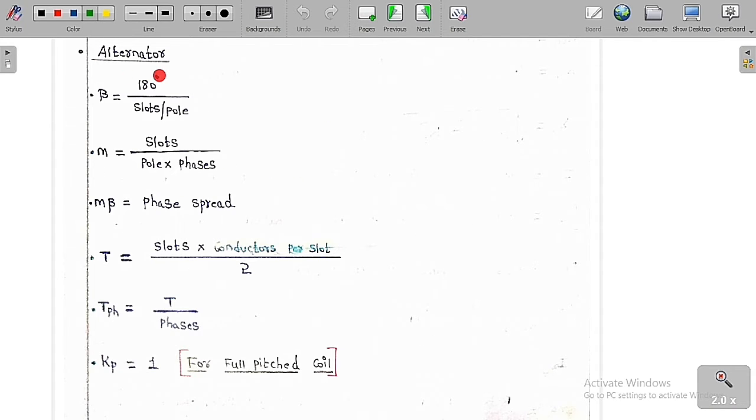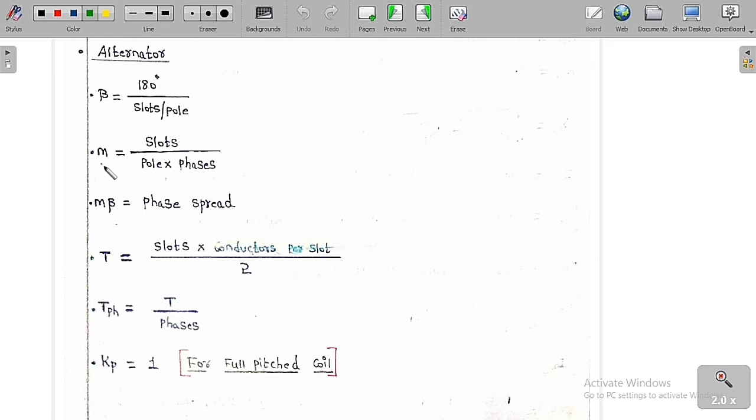For an alternator, I have already told you that beta is called the slot angle, which is 180 degrees by slots per pole, or simply 180 degrees by pole pitch. Pole pitch means the number of slots per pole. So beta is called the slot angle, meaning it is the electrical angle between two adjacent slots.